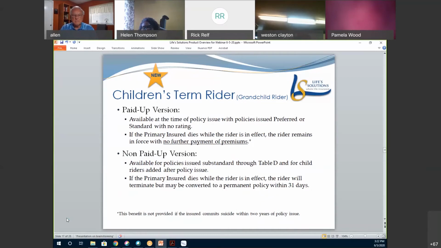The non-paid up version is issued on policies that were rated substandard through Table D, or for children that were added after policy issue, because we didn't get a chance to underwrite them. You know, you have some additional kids or grandkids, they automatically can be put on. Now, in this case, with a non-paid up, if the primary insured were to die while the rider was in effect, the rider will terminate, but they have an opportunity to convert to a permanent policy within 30 days. So we don't leave them high and dry. They do get a chance, but they have to convert right away. We don't cover them and pay their premiums, so to speak, with paid up coverage. Next slide.